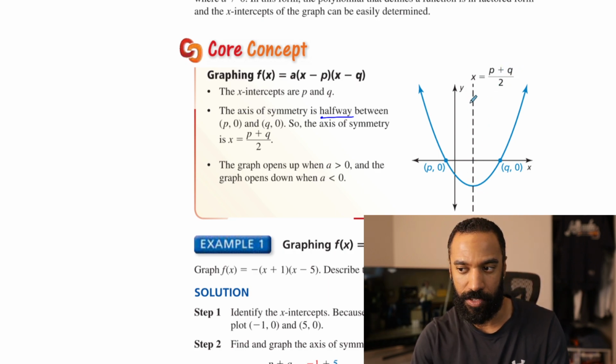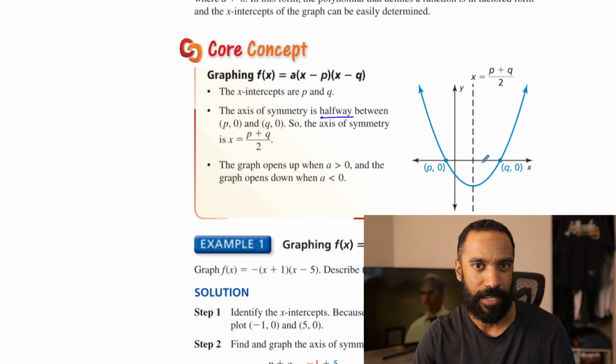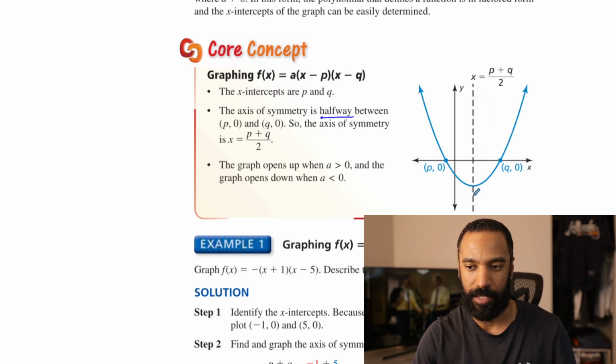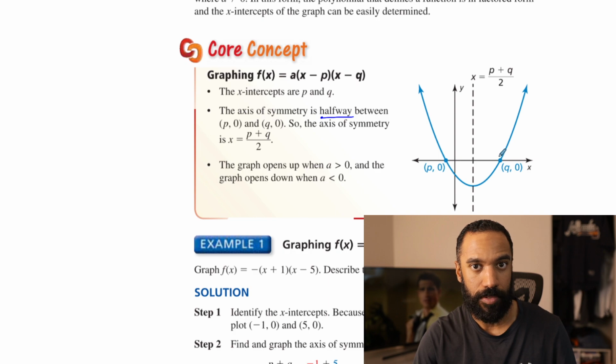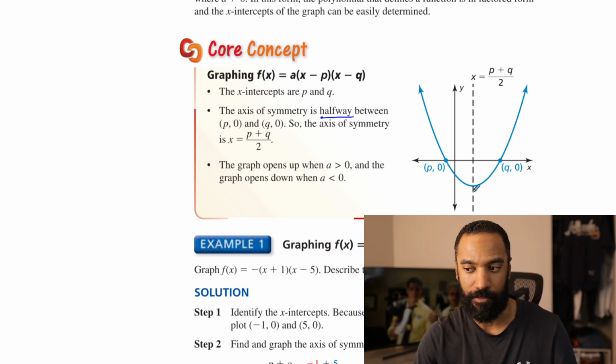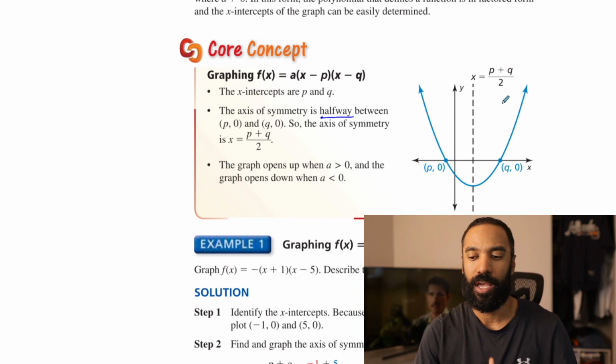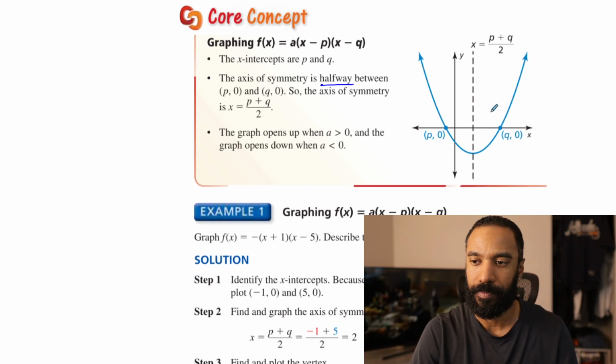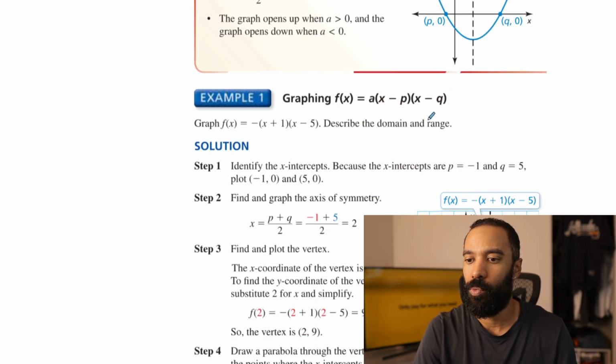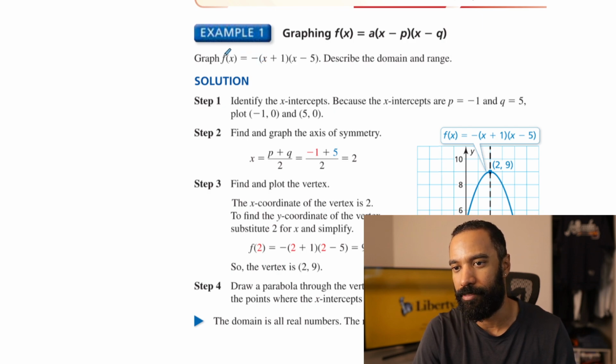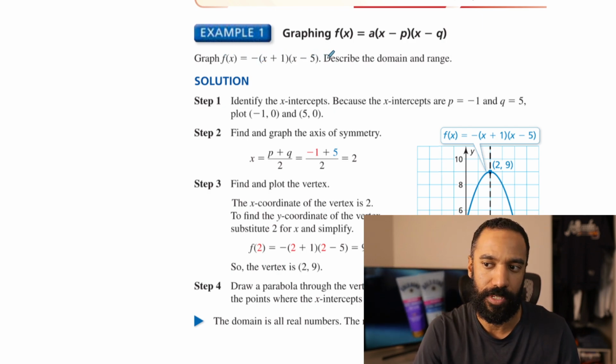So why is the axis of symmetry important? Because we still need to find the vertex. The parabola's vertex will be on the axis of symmetry. So we find the x-intercepts. We then find the axis of symmetry exactly halfway between. We use that to find the vertex and plot any other points that we can after that. Perfect. Okay. So we're going to look at some examples here. They start by graphing f of x equals negative x plus 1 times x minus 5.